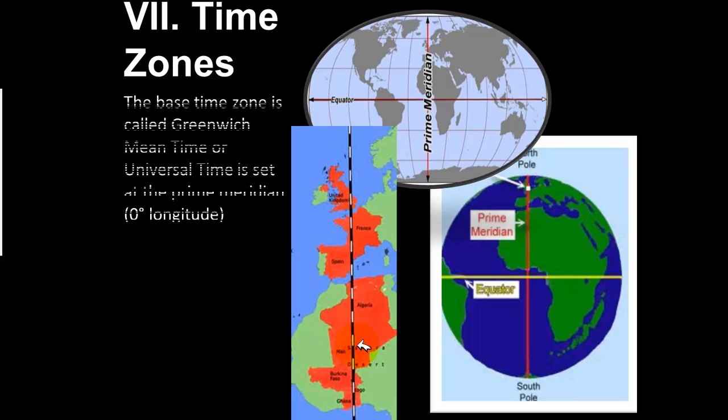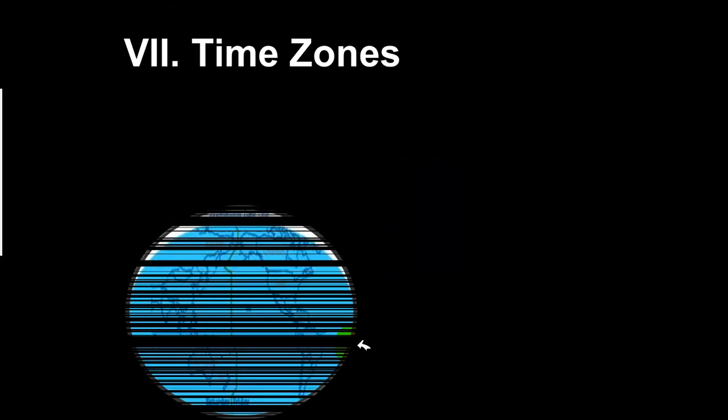So, what does that have to do with time zones? Well, this is where time zones start. So the base time zone, the 0 time zone, is called Greenwich Mean Time or Universal Time. It is set at the prime meridian, which is 0 degrees longitude.